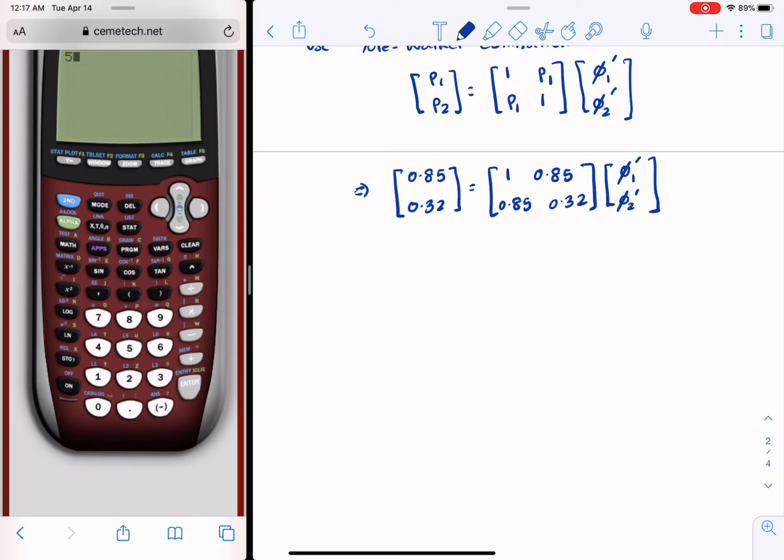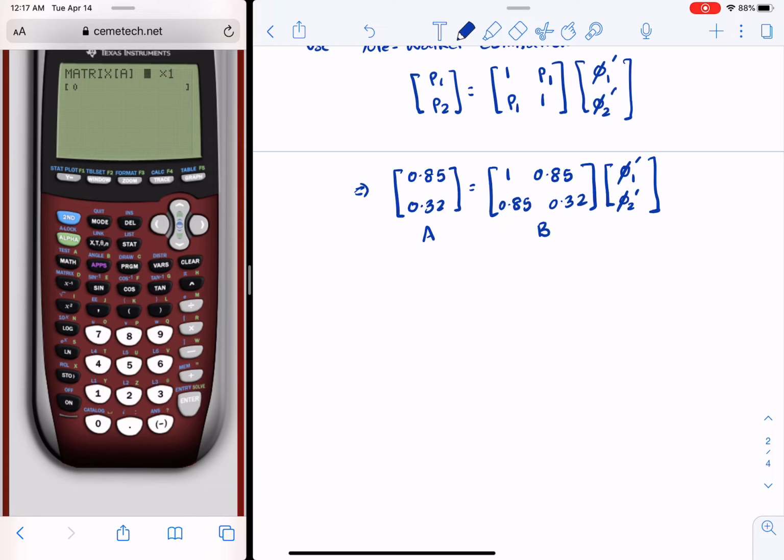So let's define some matrices here. I'm going to define matrix A. And I'm going to define matrix B. Now to find phi1 prime and phi2 prime, all I have to do is find B inverse A.